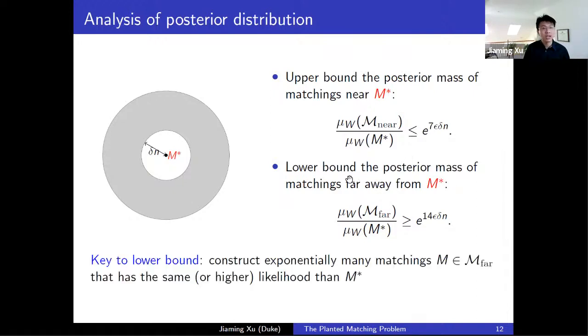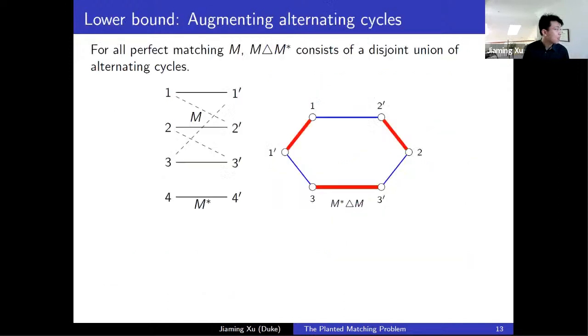So the key for this lower bound is that we try to construct exponentially many matchings in this gray region that have a higher or the same likelihood as M star. Okay. So if we can indeed find such exponentially many matchings, then immediately this will imply the lower bound on the posterior mass in the gray region. Okay. So that's what we're going to focus on next.